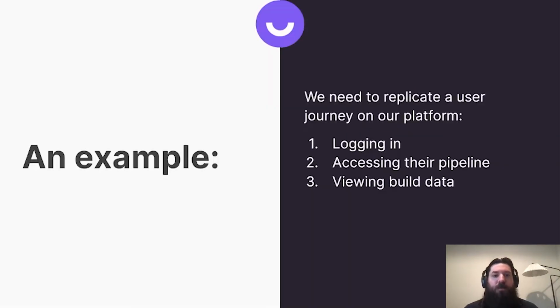So here's an example of how we create an SLI. We need to replicate a user journey on our platform. Somebody goes to Concourse in their browser and they want to look at their test output. What happens? They log in, they access their pipeline, then they view the output of their build, where their tests are. And those are all independent metrics that Concourse has that we can create SLIs from.